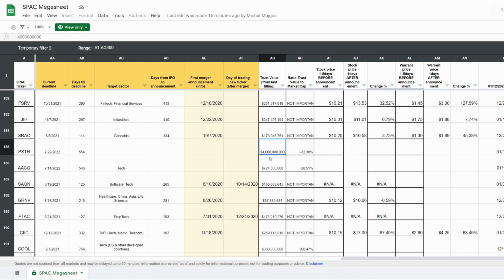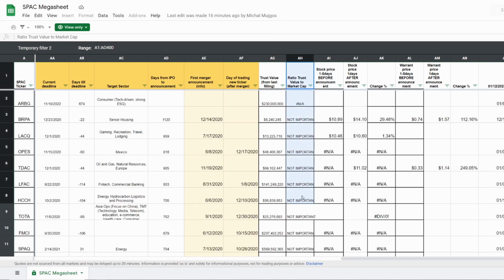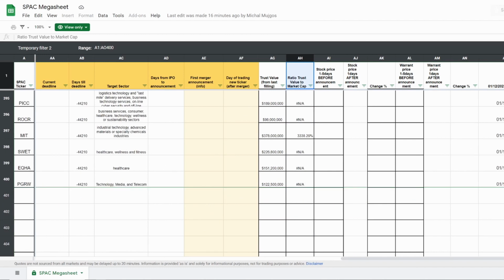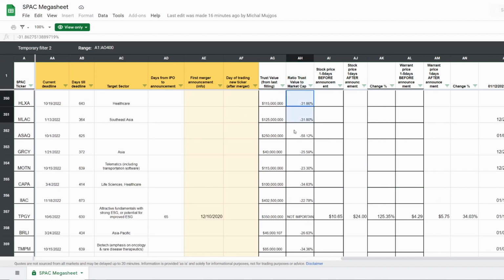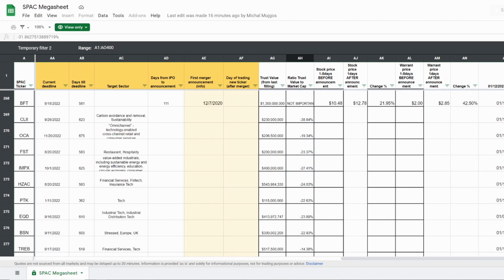This is really just protecting you from some kind of fraudulent behavior or from irresponsible money movement. So the column next to that is actually showing you the decrease between the market capitalization of the SPAC and the last trust fund value from the quarterly report.